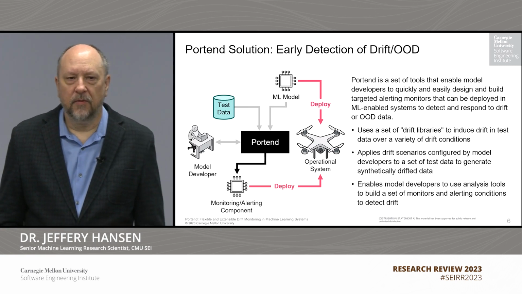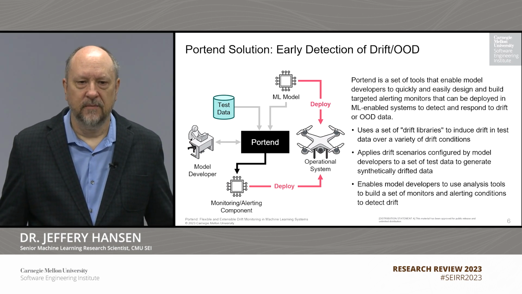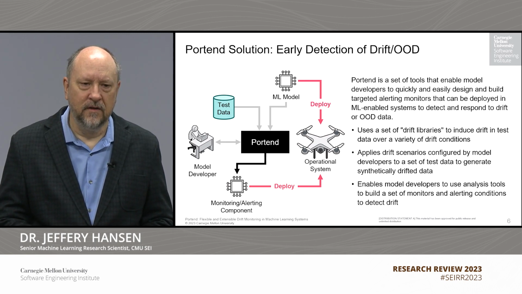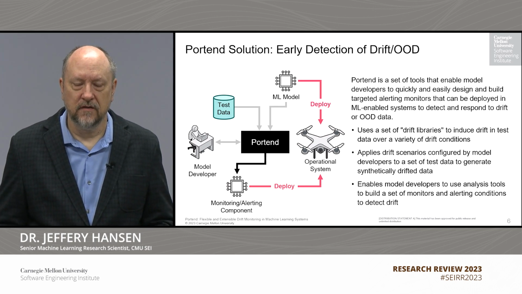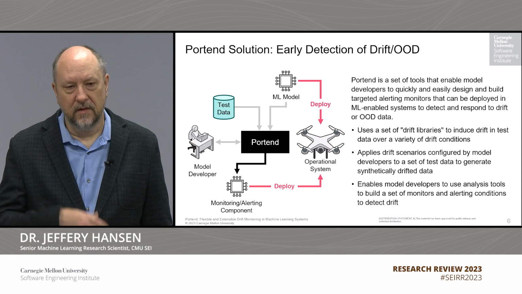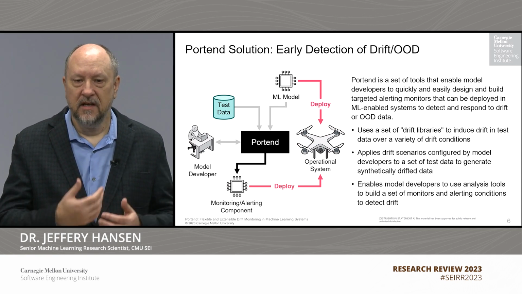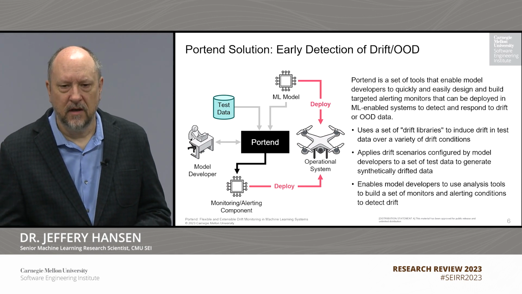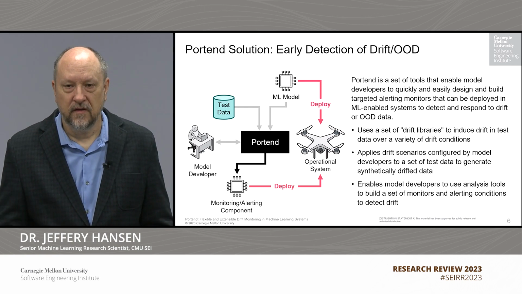So Portend is providing a solution that's looking at early detection of drift and out-of-domain data. So the basic idea is that we provide a set of tools that allow a model developer to generate monitoring and alerting components that can be plugged into the operational system. So the Portend system will take the ML model that we're deploying to the system, as well as a set of test data, generate a set of drifted images from a drift library set, generate those monitoring alerting components, and plug those into the system.